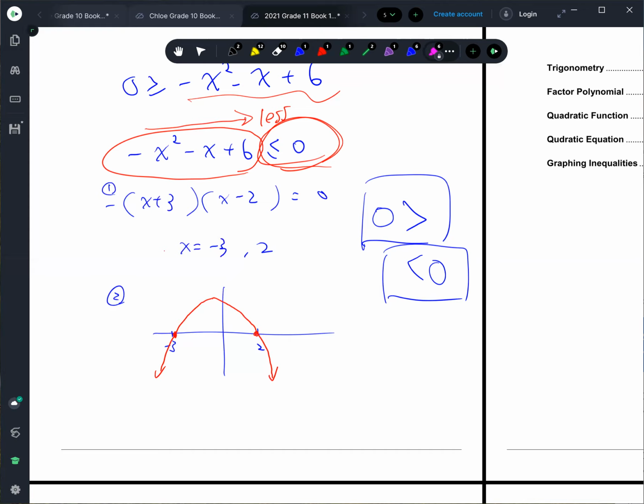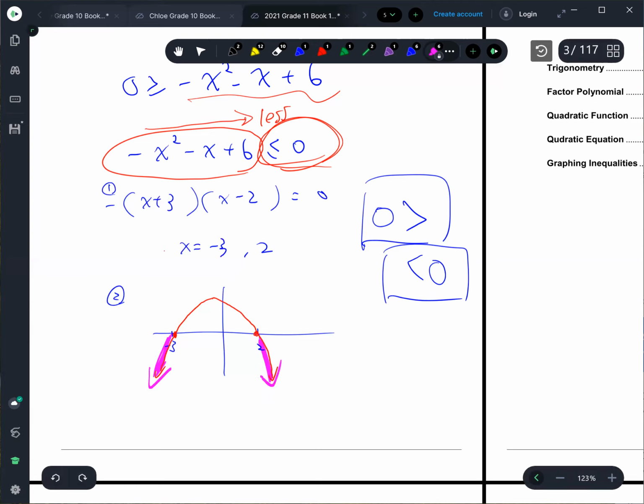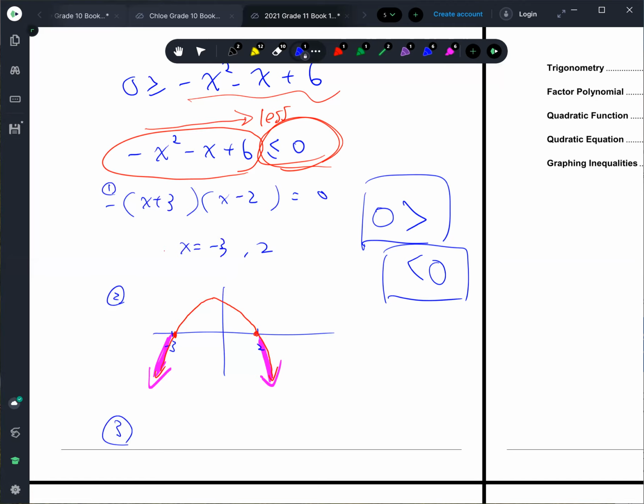Oh, the two little sides of each. This part and this part, right? Okay. How do you write the answer then? You have two answers then? What is it? X greater than or equal to -3. No.